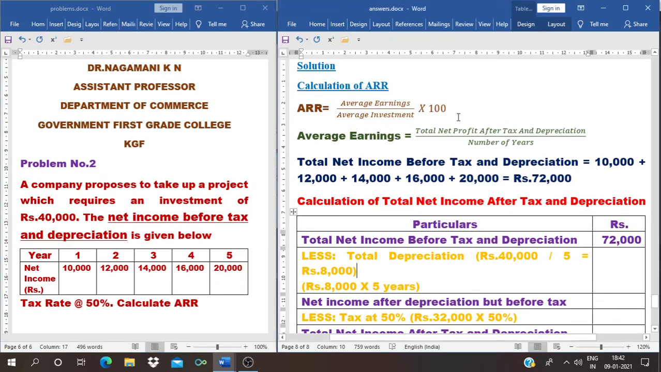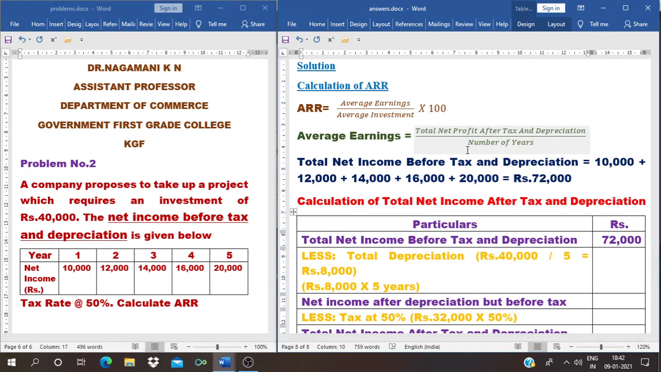Calculation of ARR. The formula for calculating ARR is average earnings divided by average investment into 100. In the problem, average earnings and average investment information is not given directly. We have to calculate average earnings as well as average investment. First, average earnings. What is the formula for average earnings? Total net profit after tax and depreciation divided by number of years.